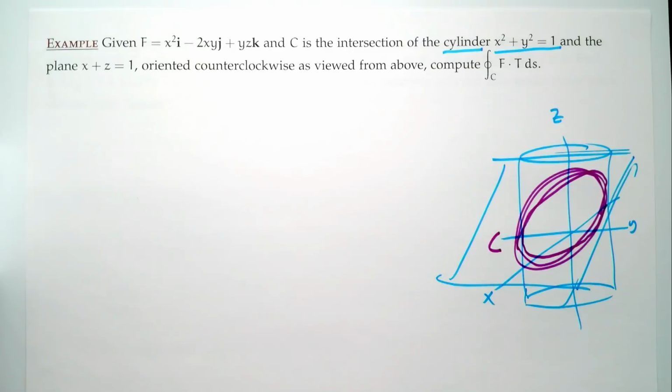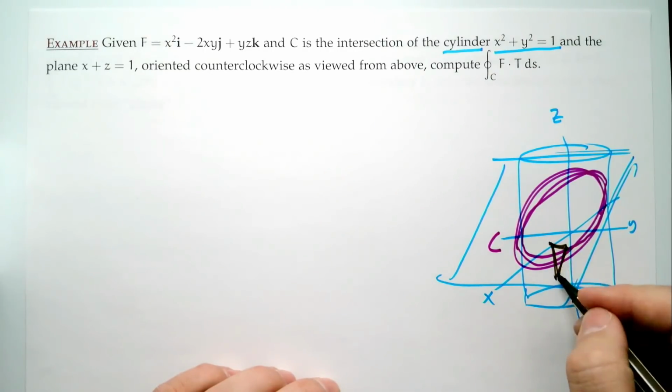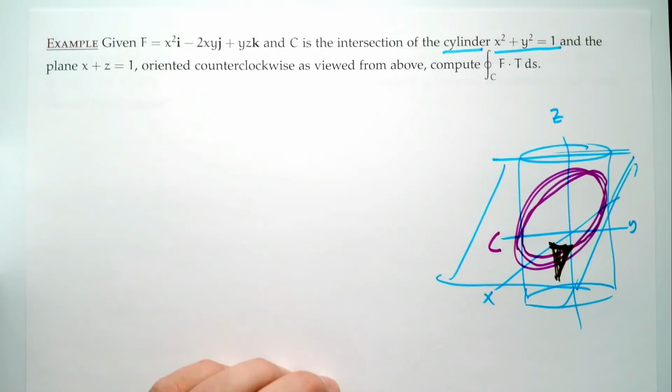It's oriented in such a way that if you were to look straight down the z-axis, so from above, it's going to be oriented counterclockwise, which means that we need to think about what counterclockwise means. No, that's not so bad. That's counterclockwise. All right, so now we have an oriented curve, and we want to compute the integral along this curve of f dot t ds. What do we do?